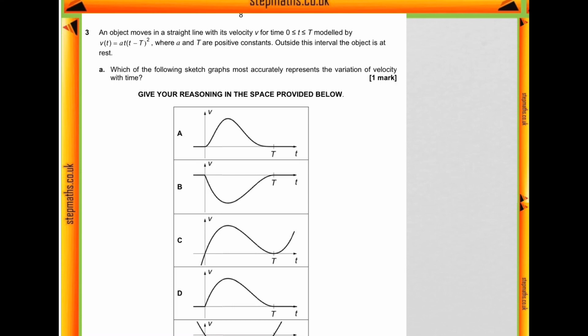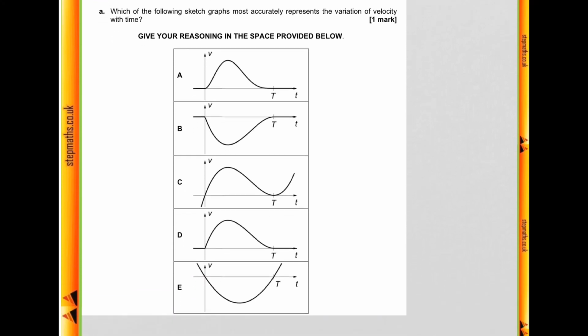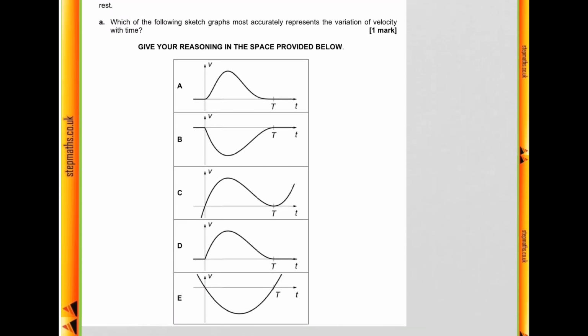Okay, next thing to note here is that this expression is always positive, because when t is greater than 0, this is positive, and t minus T squared is a square, so it's always positive. Therefore, it must always lie above the x-axis. So this clearly lets us eliminate B and option E.